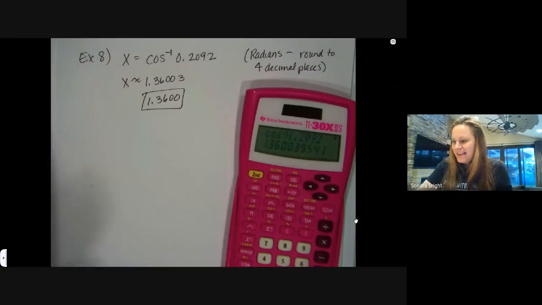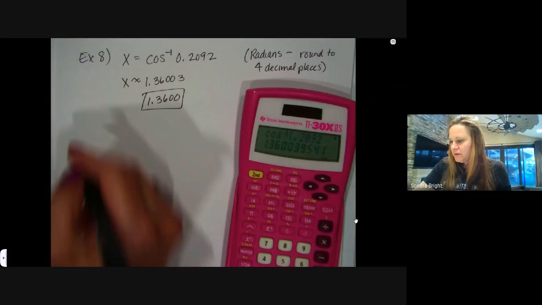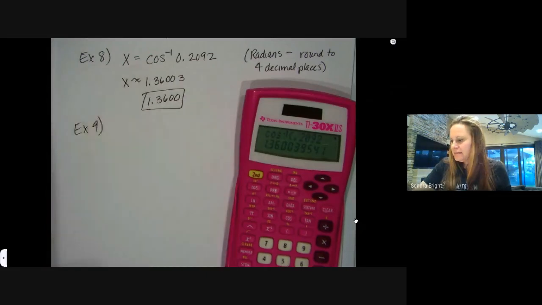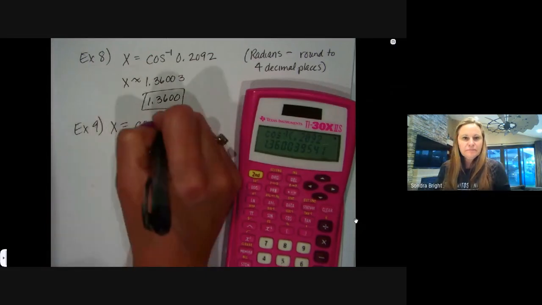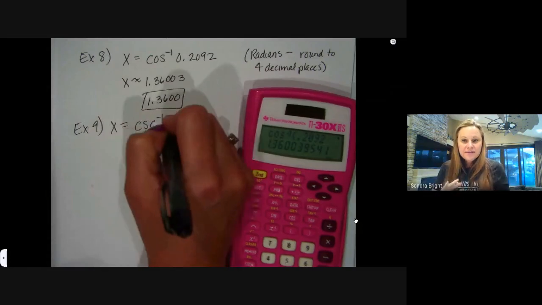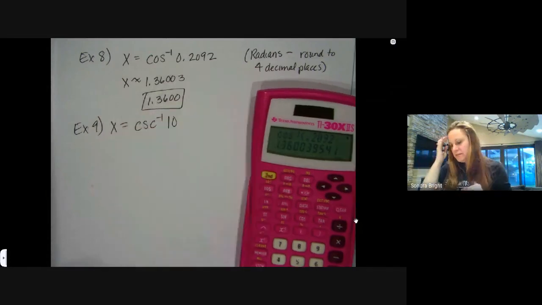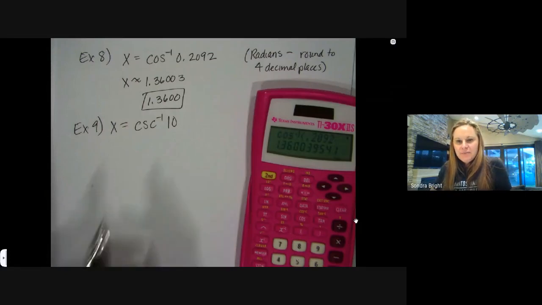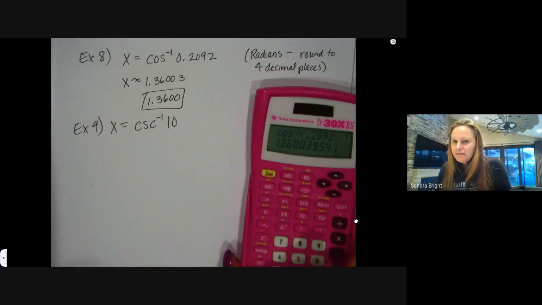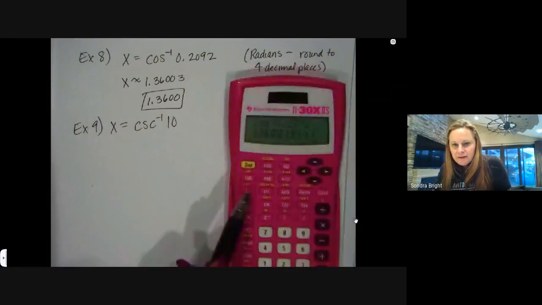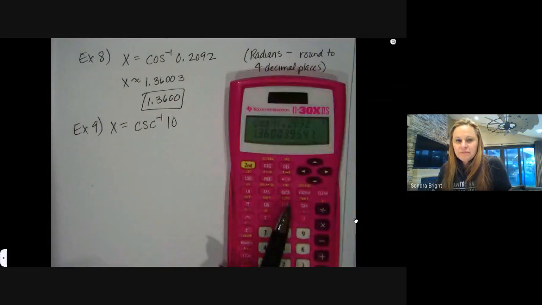All right, one last example. Here we go. x is equal to inverse cosecant of 10. So again, x, radian mode. Make sure your calculator is in radian mode. Inverse cosecant, I do not have a button for on my calculator, right? Yeah, we don't have it. All right, and it's one of the reciprocals.